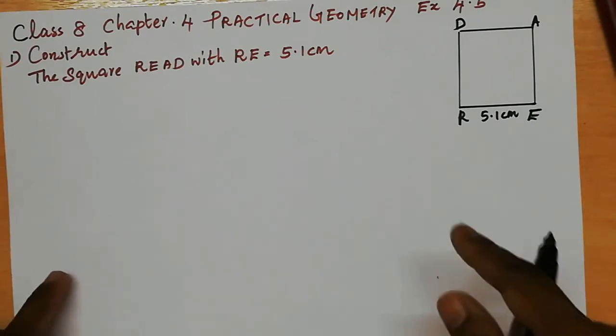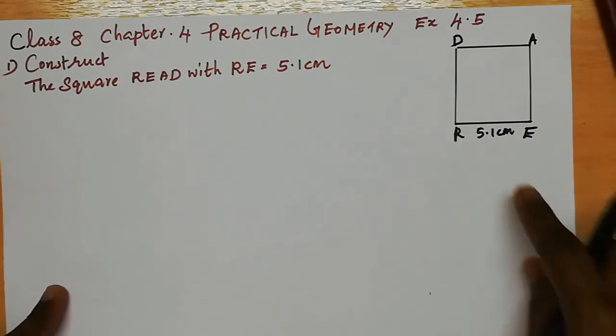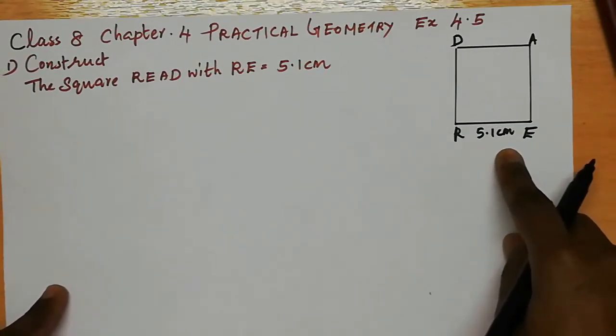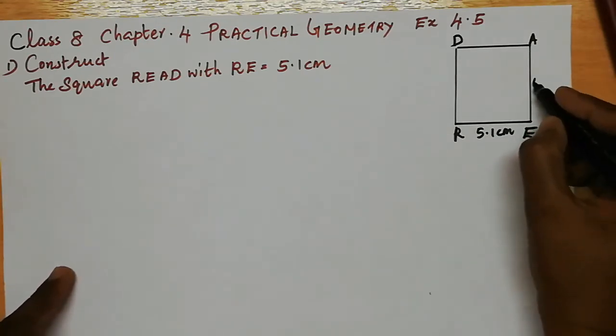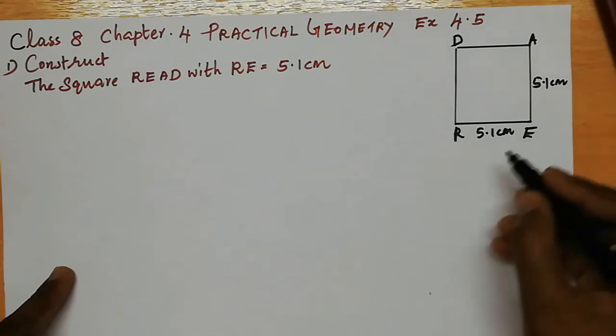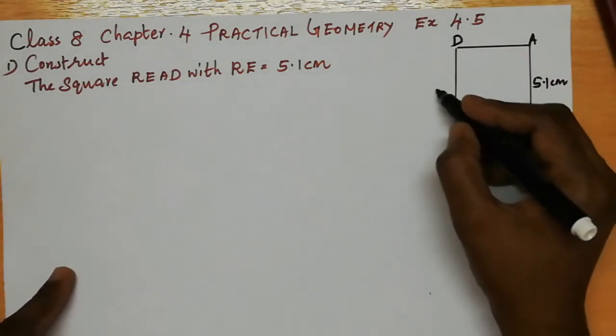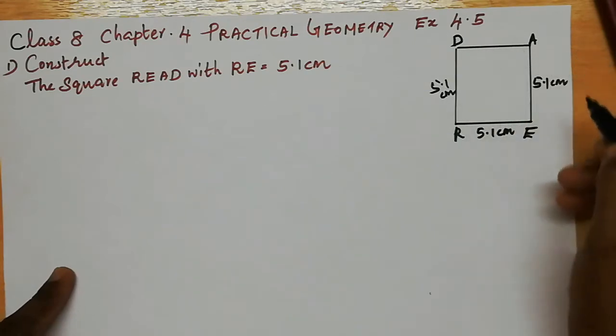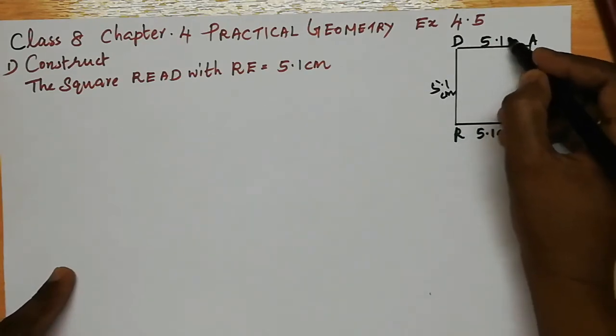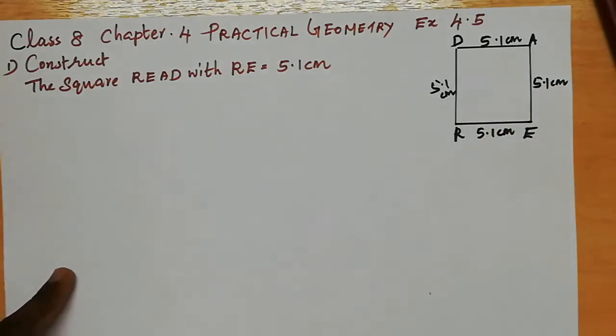Okay, so all sides are equal. They are given RE is 5.1 centimeter. Then EA is also 5.1 centimeter, then RD is also 5.1 centimeter, then DA also 5.1 centimeter. Okay. Then next property, all angles are 90 degrees.